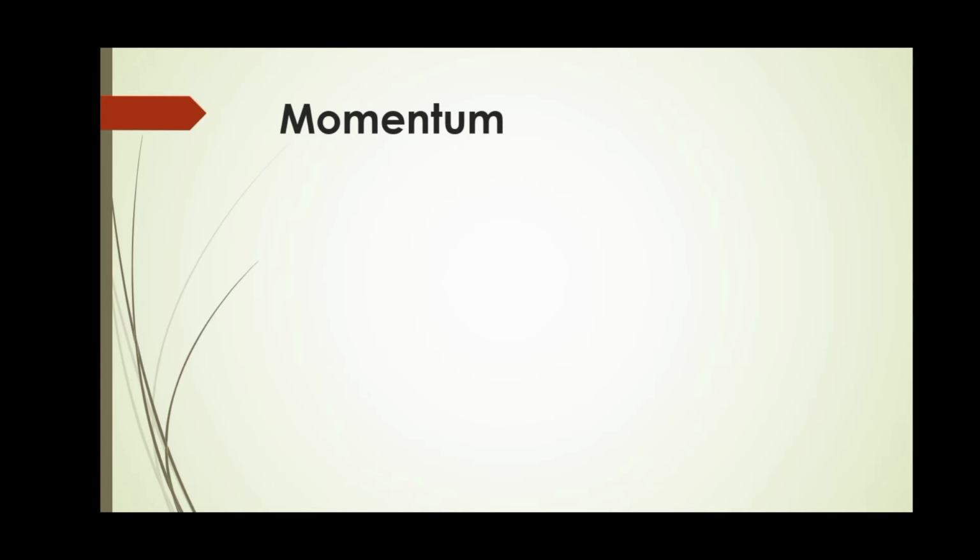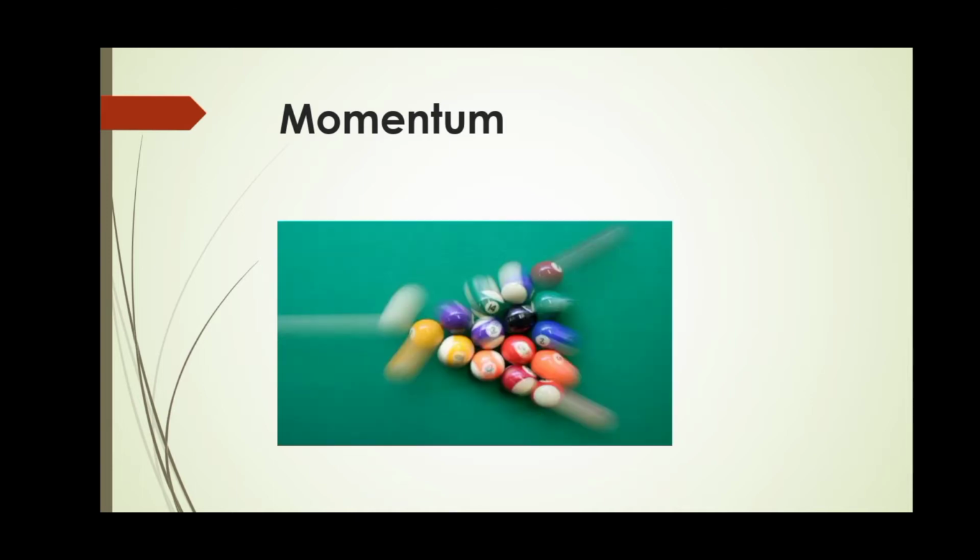Momentum. In order to understand Newton's second law of motion, we should first know the meaning of the term momentum of a moving body. We know that a cricket ball is much heavier than a tennis ball. Suppose we throw a cricket ball and a tennis ball, both with the same speed or velocity. It will be found that more force is required to stop the cricket ball and less force is required to stop the tennis ball.